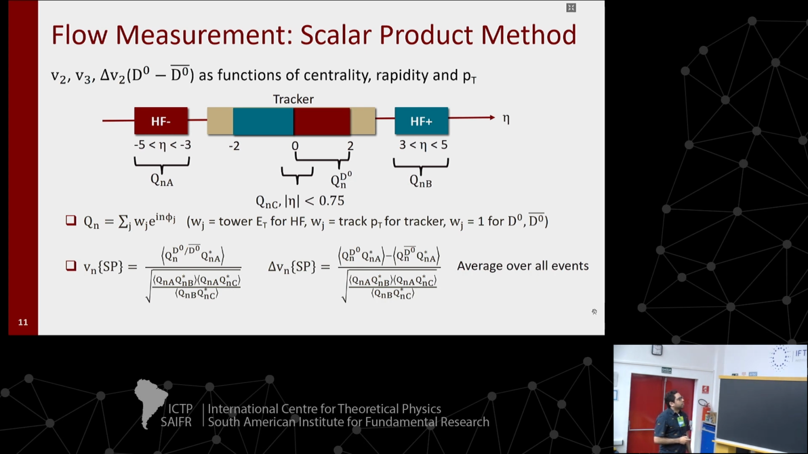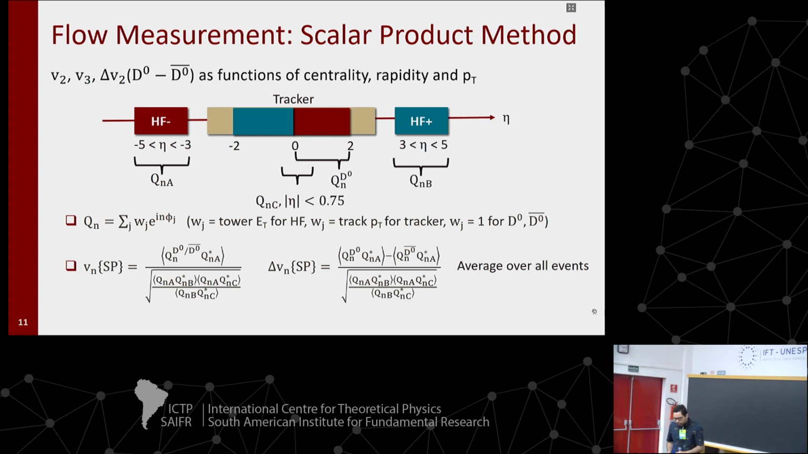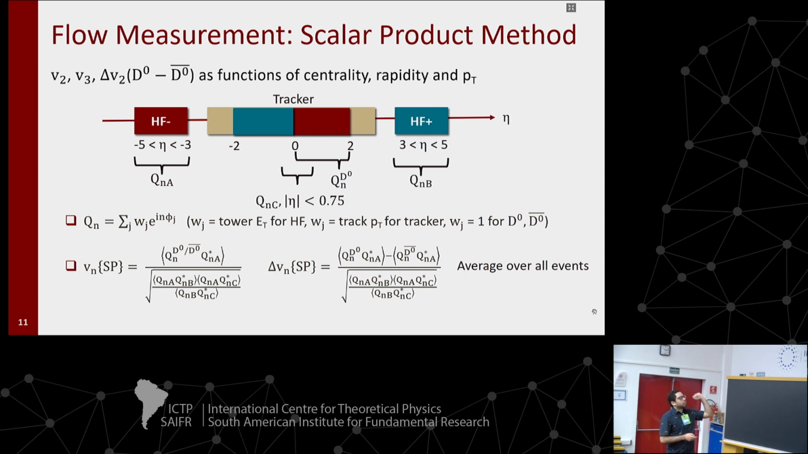So we correlate the Q vectors. That's given by a sum of the weighted exponential of e^(i n phi). Phi is related to the azimuthal angle of the particle, and this weight will depend on which detector detected the particle. So if it's in the HF detector, the hadron forward calorimeter, you use the transverse energy, but if it's in the tracker, you use the pT of the particles, okay? So, and how do we measure the delta VN?